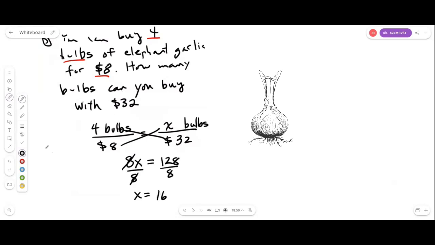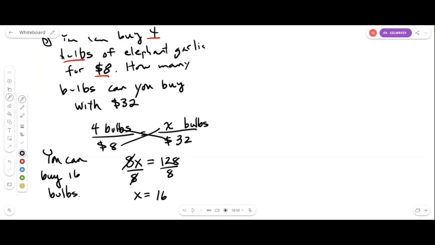The answer to the question is you can buy 16 bulbs. You need to always make sure that you are answering the question. Right now, the question is whatever you get for X. It's not always going to be that way. You may have to use what they give you in X in order to solve the problem and answer the question in a slightly different way.